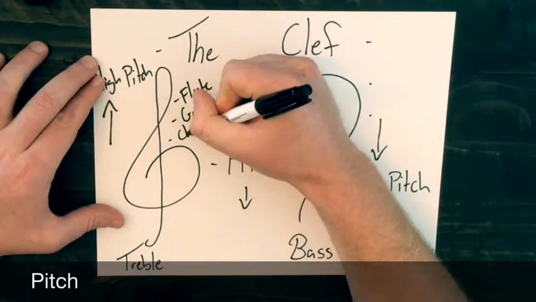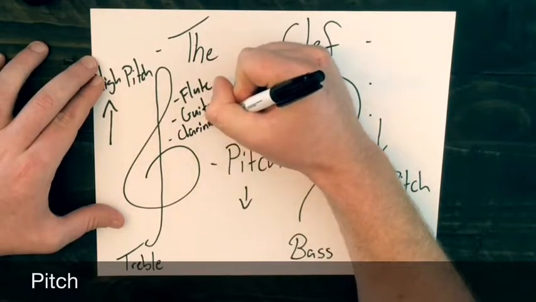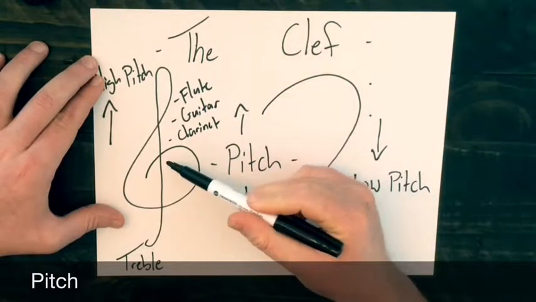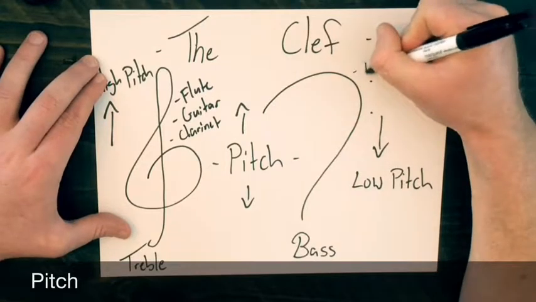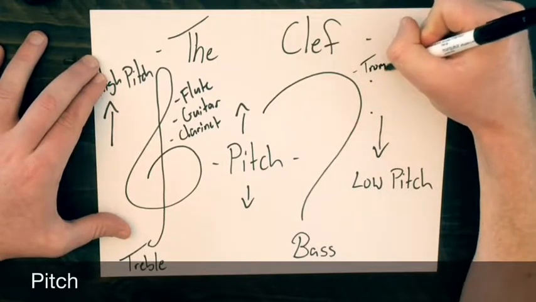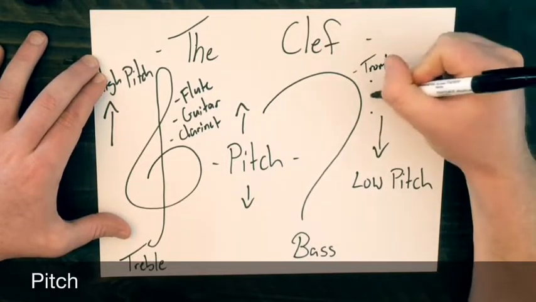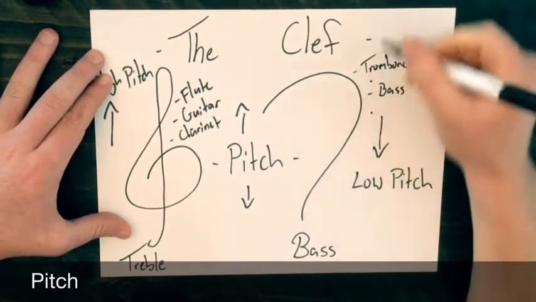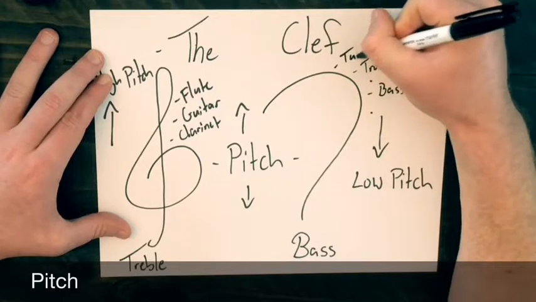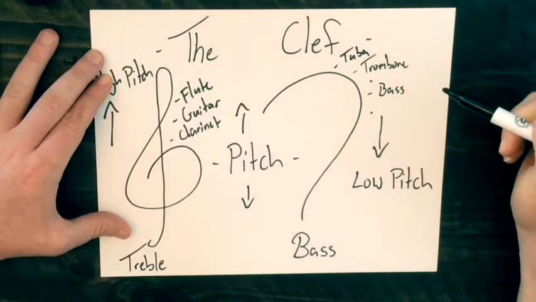And when looking at the bass clef, we are dealing with lower ranged instruments. So low ranged or low pitched instruments can be the trombone, it can be the bass guitar or the double bass, which is a stand-up bass, or it can be the tuba. So again, the bass clef deals with low-pitched or low-ranged instruments, and the treble clef has to do with high-pitched or high-ranged instruments.